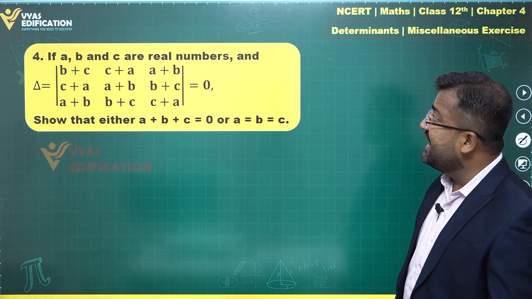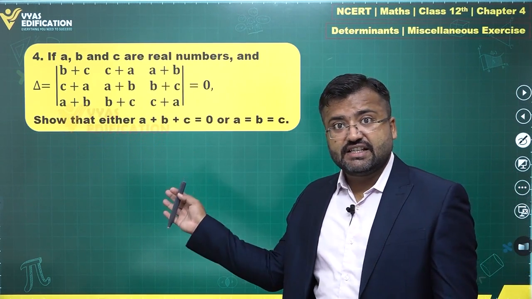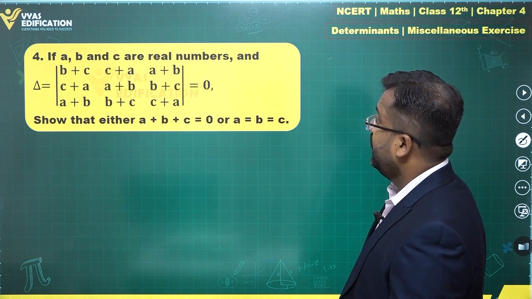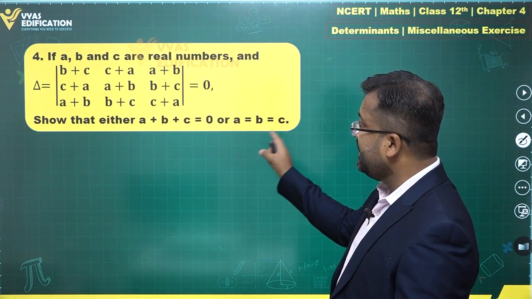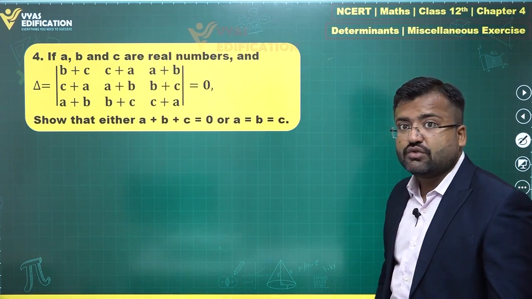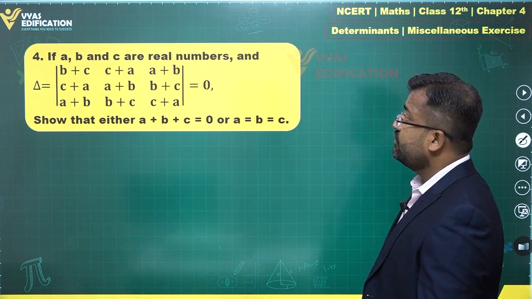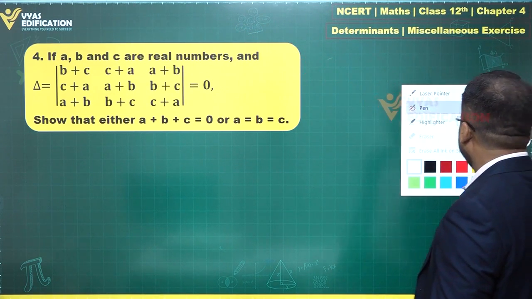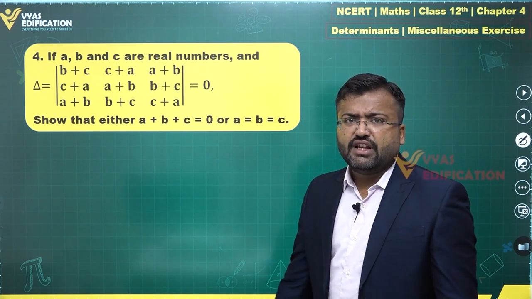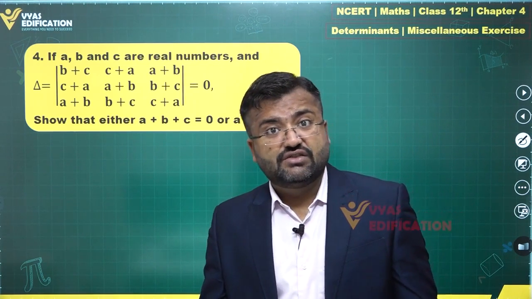If A, B and C are real numbers and delta is this determinant, which is equal to 0 as well, show that either A plus B plus C is equal to 0 or A is equal to B is equal to C. That's what we need to show. Okay, and how do we think we can approach this question? We can approach this question using two ideas once again.